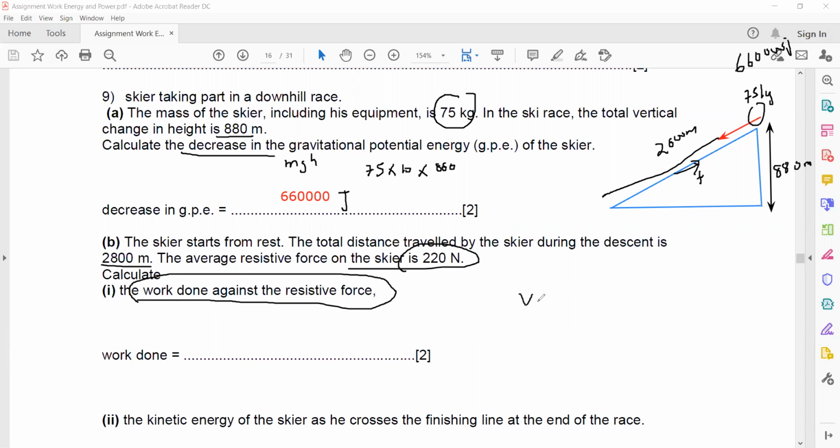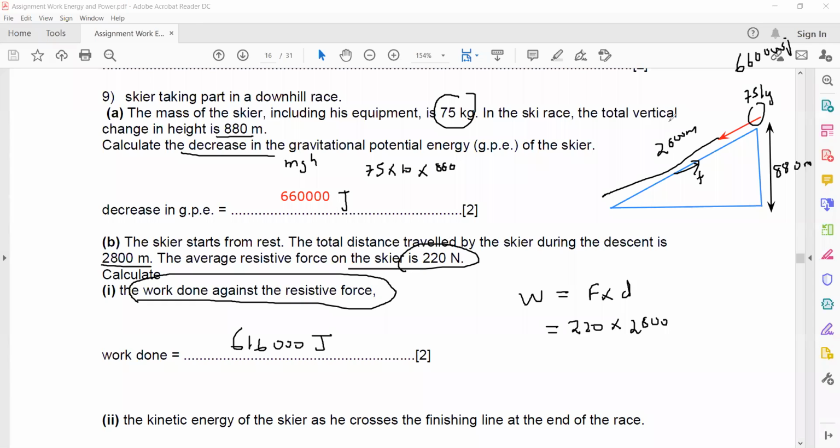So how to calculate work done? Work done is force multiplied by distance. So force is 220 and the distance is 2,800. How much work is done by the skier? 220 multiplied by 2,800 gives 616,000. So 616,000 joules is the work done because of the resistive force.